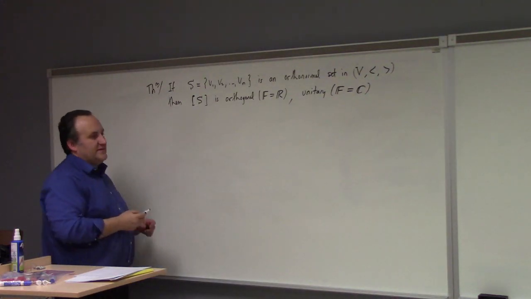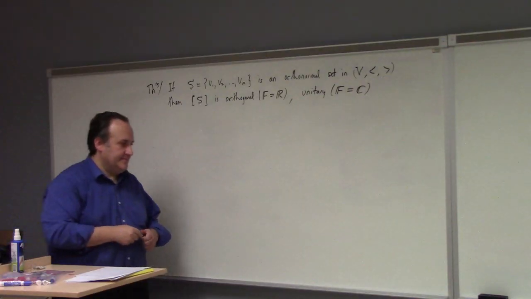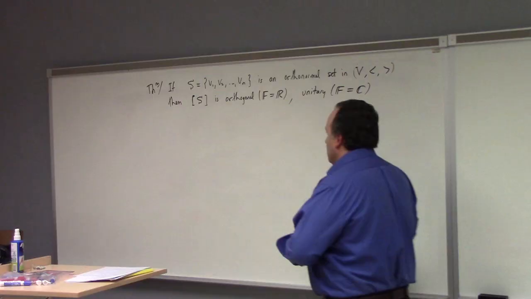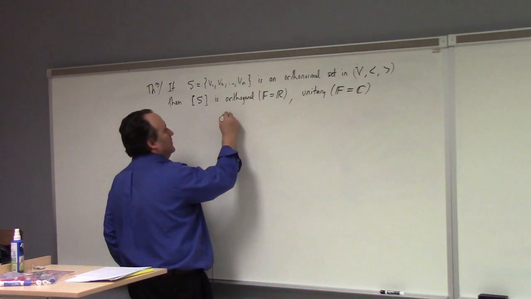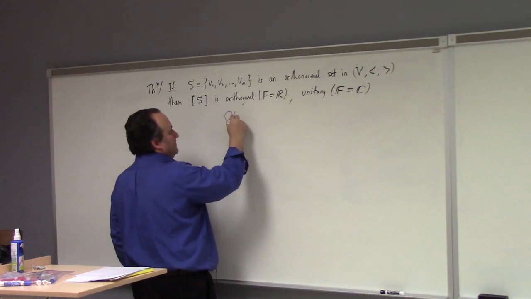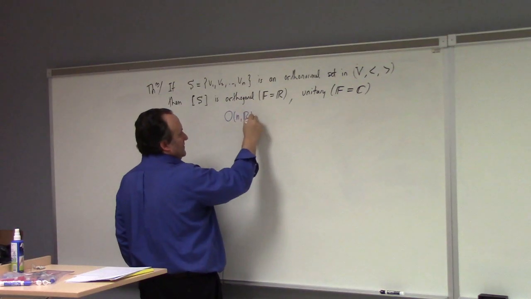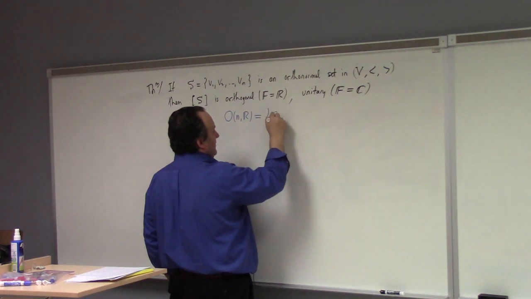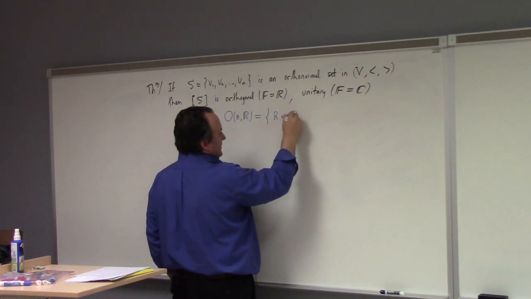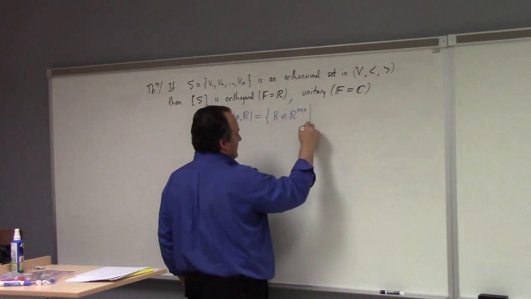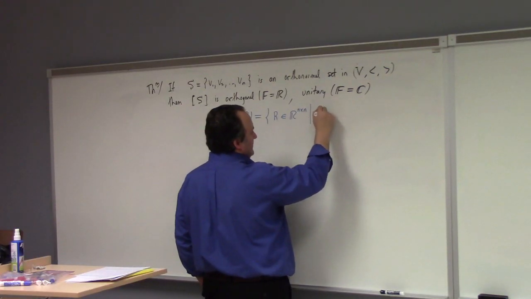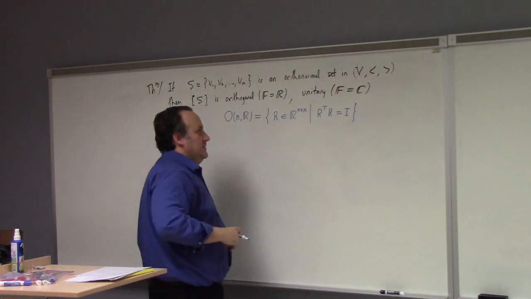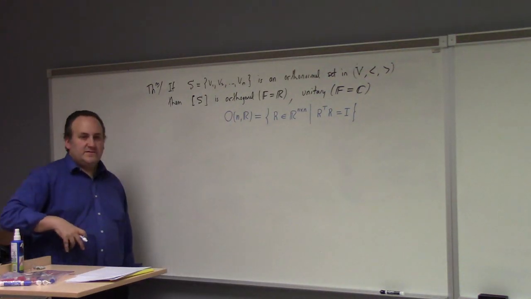All right, so let's just talk about that. That's really what I want to make sure that I communicate to you guys today. Okay, so O(n) are the orthogonal matrices. This is the set of, let's say, R in R^(n by n), such that R transpose R is equal to the identity. These are the so-called orthogonal matrices.